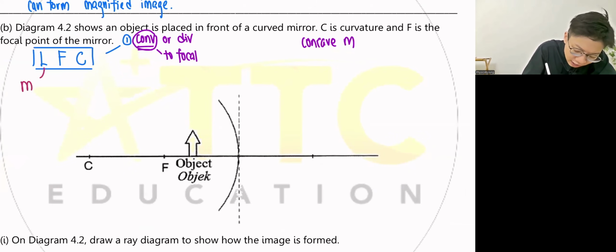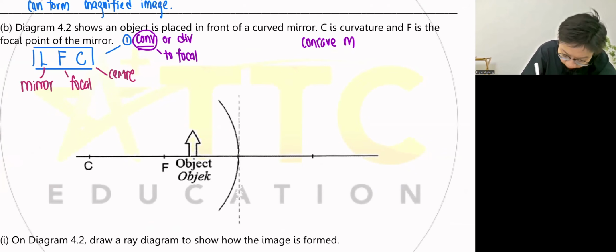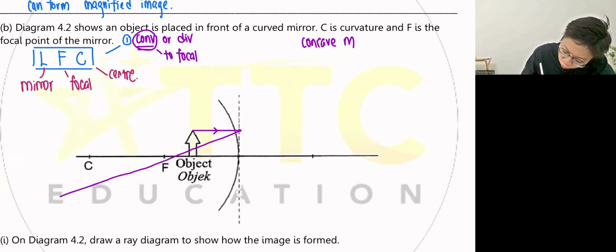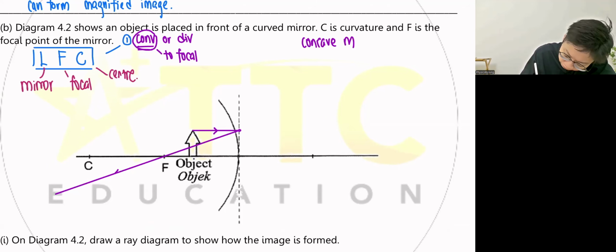Instead of lens, I have to change this to mirror, because there's no lens here. So mirror, focal, center, MFC, LFC also can. So you will draw the first one all the way to the mirror. You can use the dotted line as the guide. Then after that, it will go to the focal point. Now, people will ask me, wait, I color code this one. The second one is orange color. So this is the second line that I draw. The first line that I draw is the purple color line.